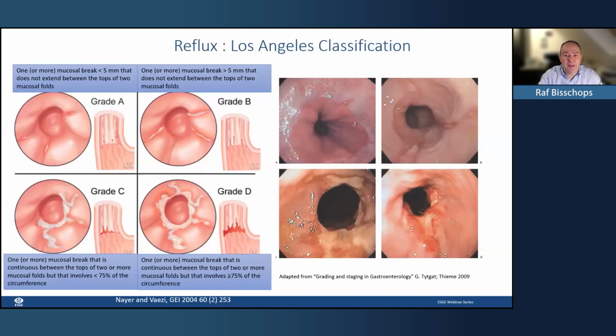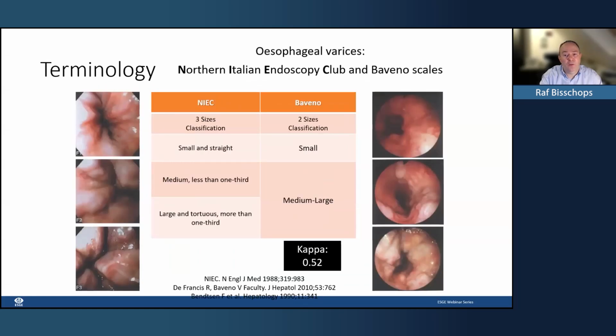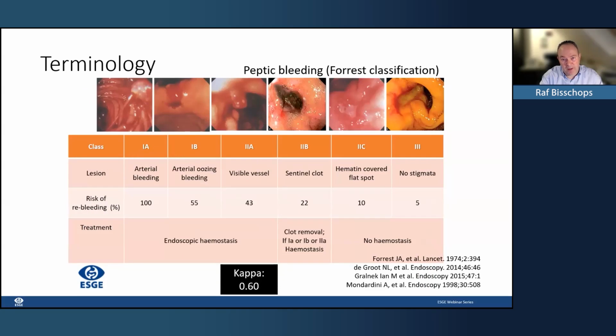For reflux, we use the LA classification. You can look this up. For the caustic injury, use the Zargar classification because it determines the outcome of the patient. For varices, you can use the Baveno classification or Northern Italian Endoclub classification because it's been validated.